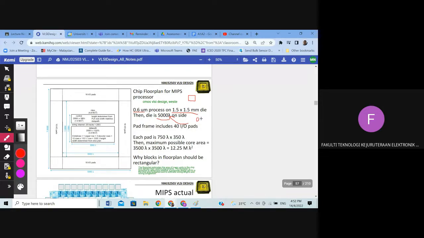The lambda is equal to 0.3 micrometer. How do you get this? This is based on the assumption made inside the textbook as well. Maybe I can find it for you.